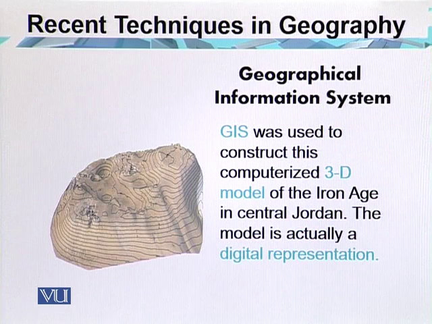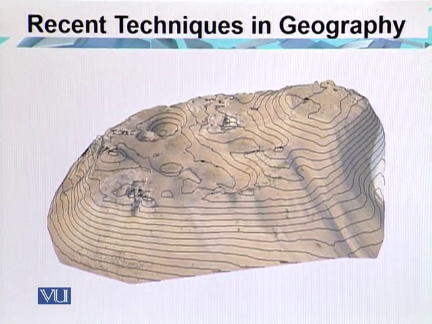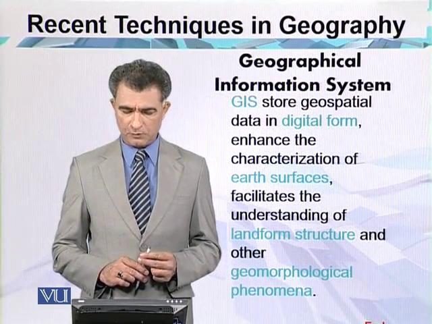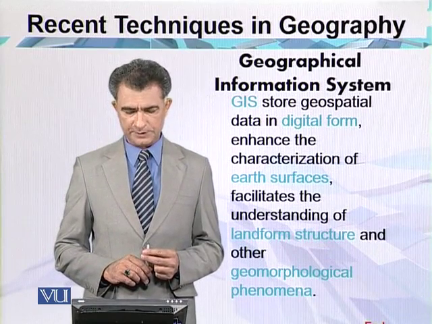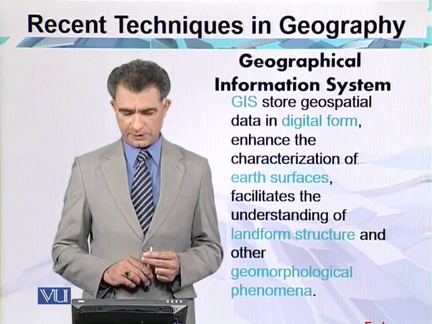GIS was also used to construct this computerized 3D model of the Iron Age in Central Jordan. The model is actually a digital representation. In this slide, we can see the depressions as well as the digital elevation model of the area, where different contours are drawn to highlight the heights and depressions of the place. So in this way, GIS stores geospatial data in digital form, enhances the characteristics of Earth's surface, and facilitates the understanding of the landform structure and other geographical environment.